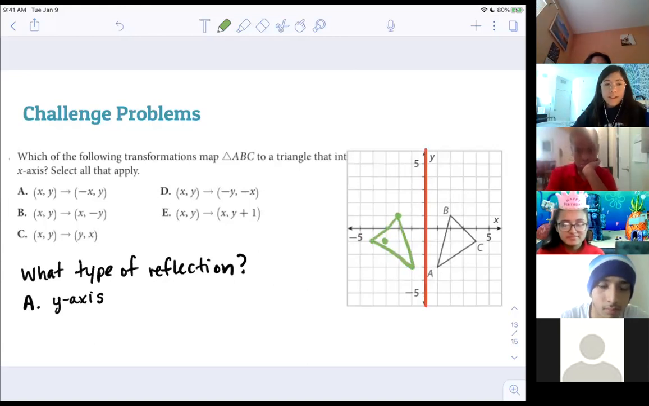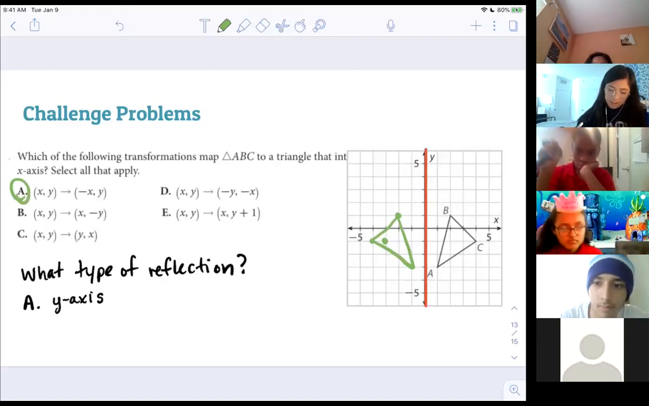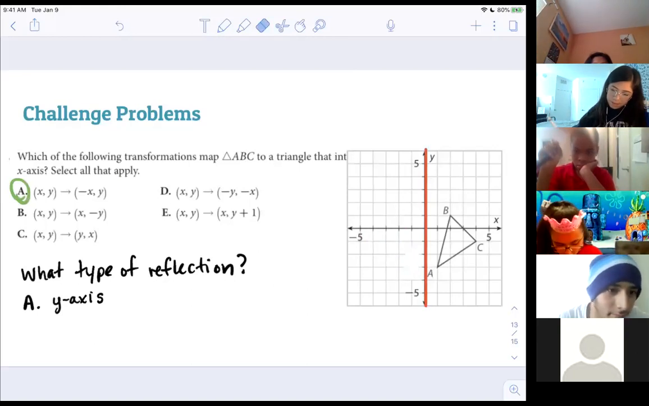I see a lot of blank faces. This is not good. Okay, yes, it does. You guys always disappoint me in this class. I don't know what's going on.